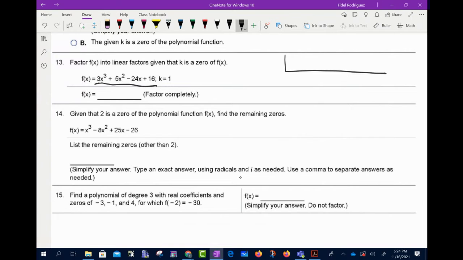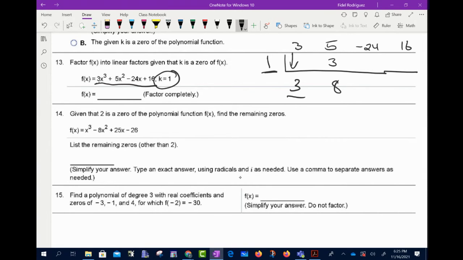I'm going to write down my numbers, which are 3, 5, a -24, and a 16. Since this is already in the form k equals 1, I don't have to change my sign. The sign's already been changed for me. First thing in synthetic division, we bring down the first number. So I'm going to bring down the 3, and we're going to multiply it. 1 times 3 is 3. We're going to add those numbers together. That's going to leave me with an 8.